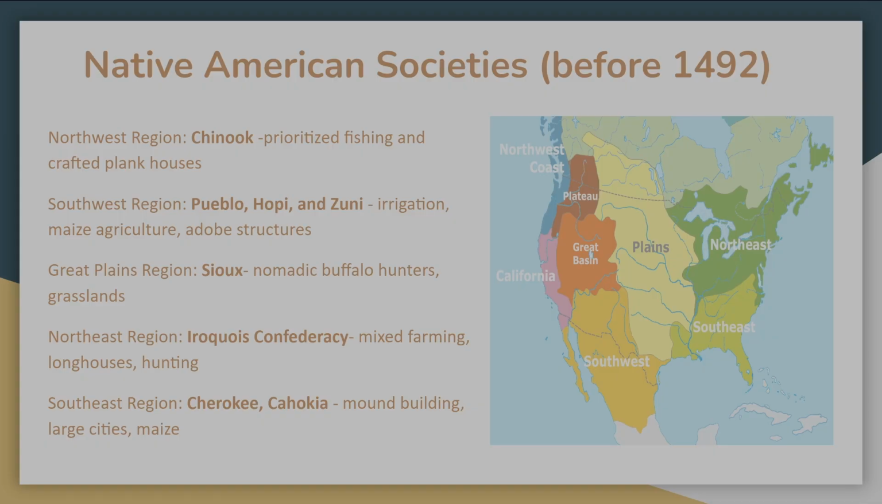And there was a northeast region, the Iroquois Confederacy. They had mixed farming, longhouses, and hunting. And then you have the southeast region, which was the Cherokee and Cahokia, and they had mound building, large cities, and maize. If you don't know what maize is, it's just corn.